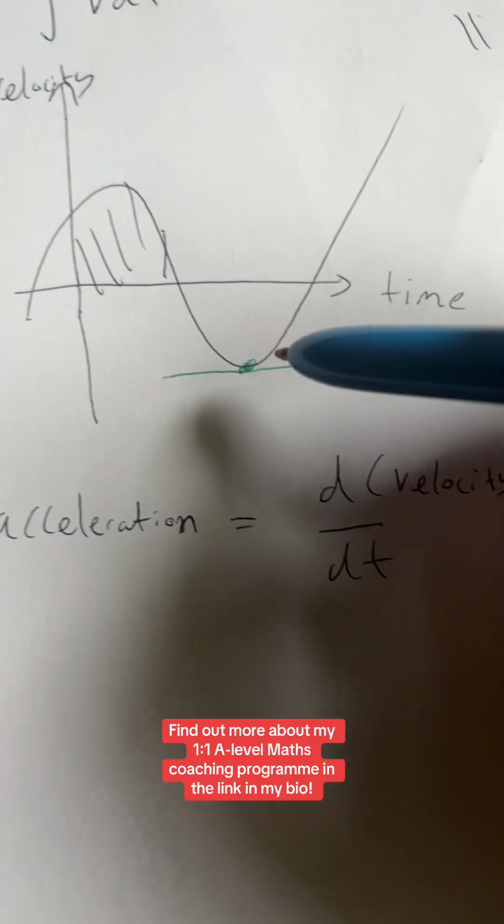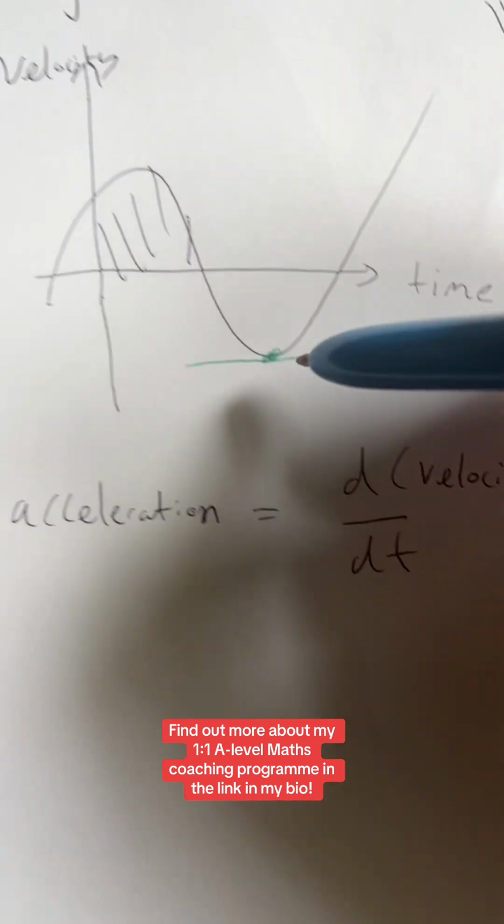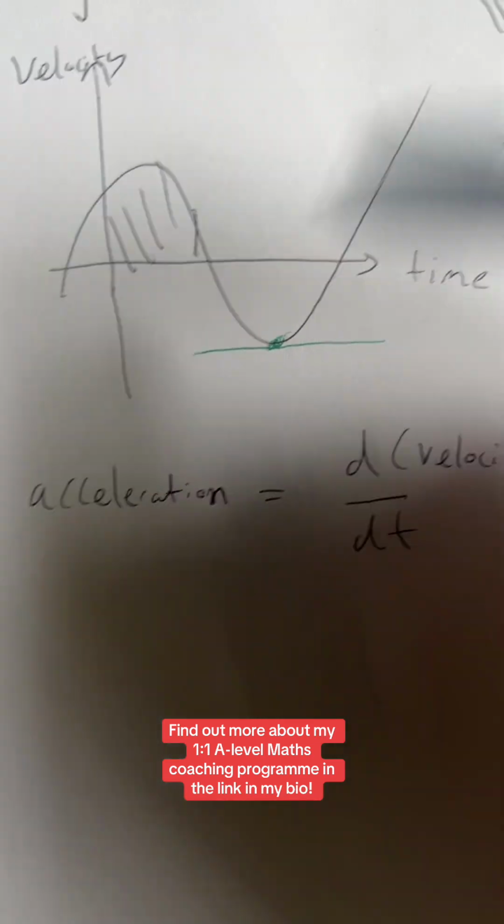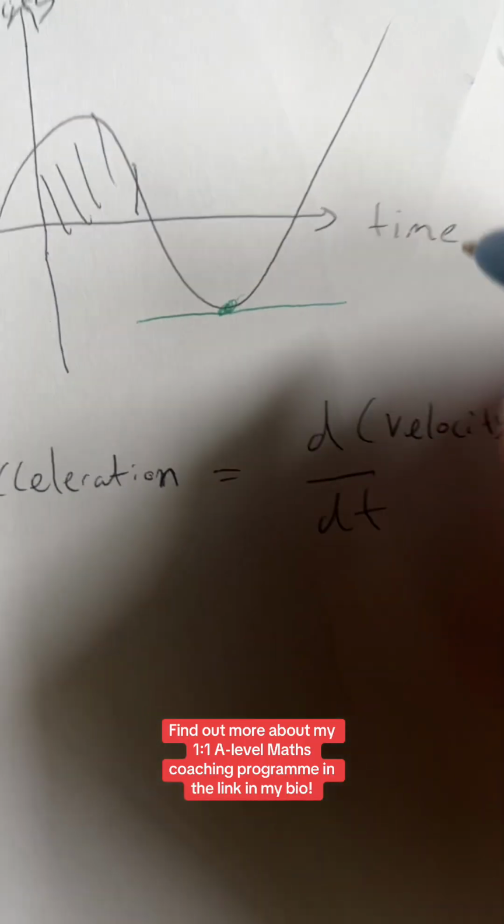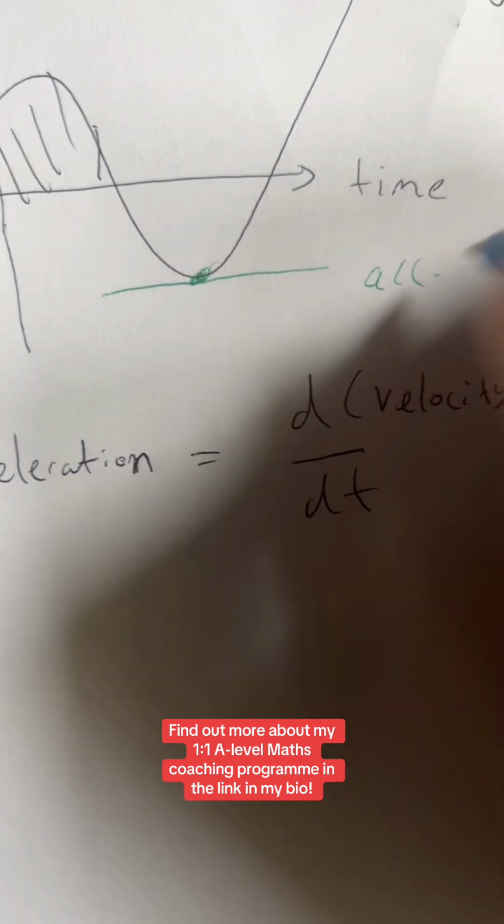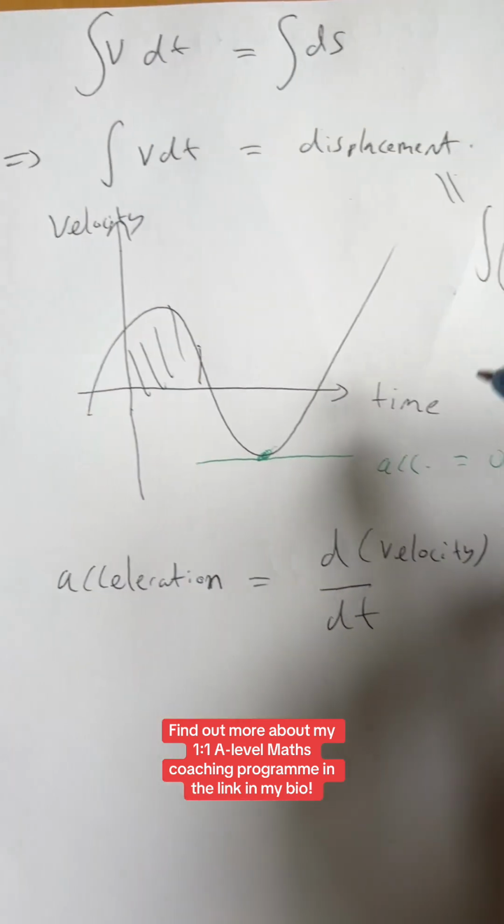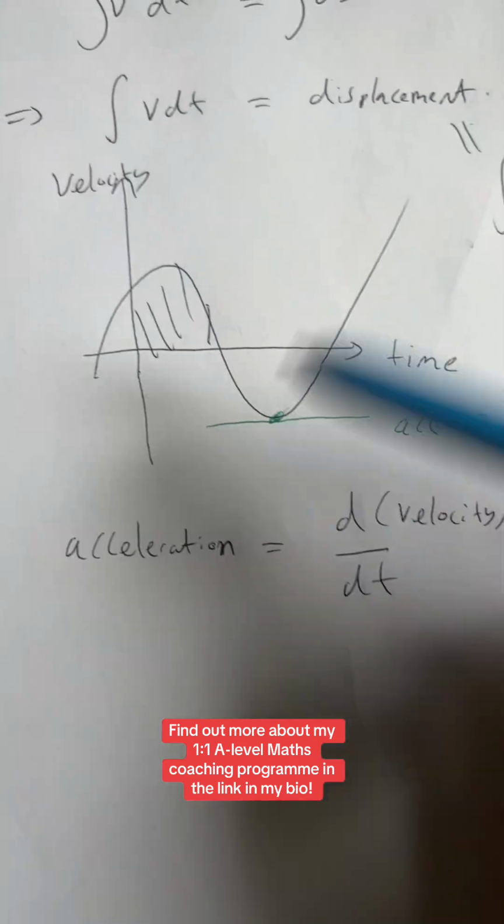So here's a good example. At this moment in time in our journey, we've come to this position here. The gradient there is 0, okay? No gradient, the gradient is 0. So that tells us that the acceleration is equal to 0 because the gradient of this velocity time graph is 0 and differentiation gives you gradients.